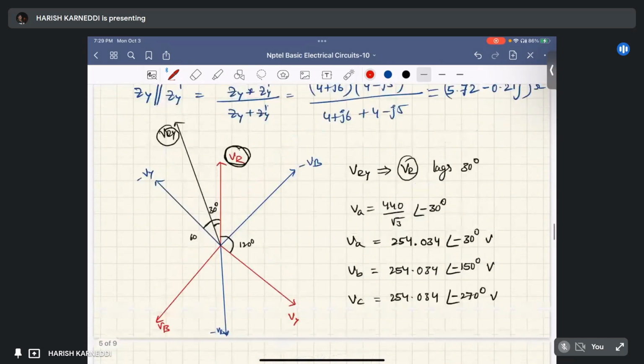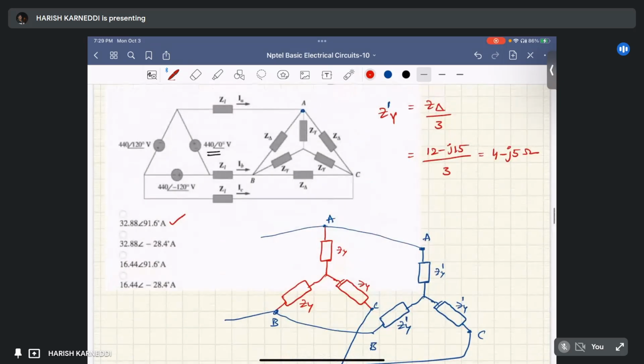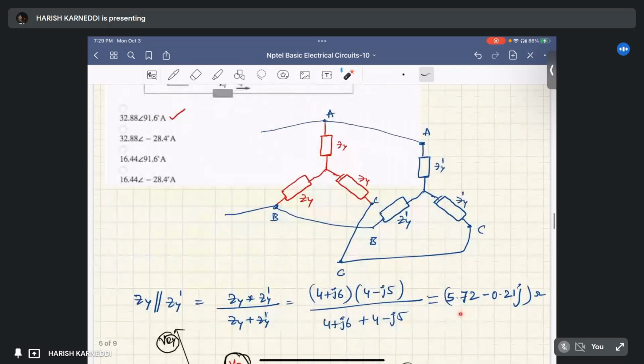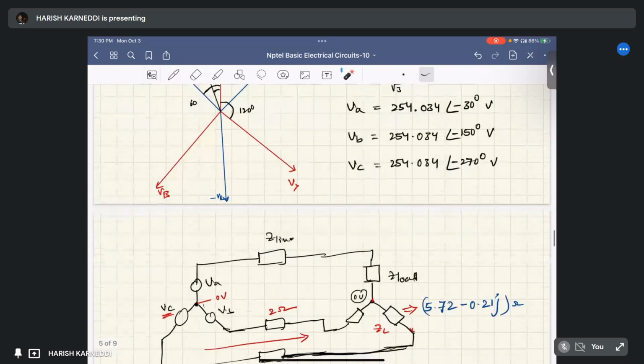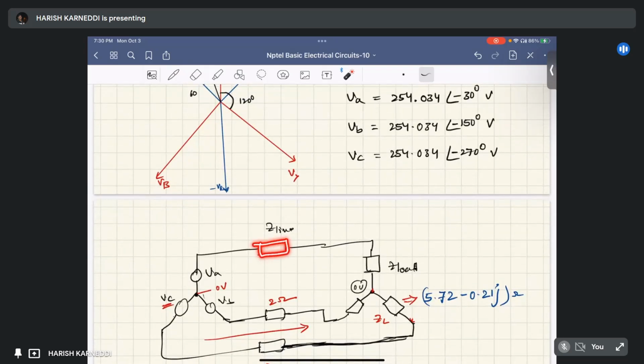I hope this question is clear. This question we just solved. First we converted the outer delta connected load to its star equivalent, so that its star equivalent comes parallel to the existing star. So these two stars are connected in parallel, and we calculated the equivalent load, that is 5.72 minus j0.2. Then the circuit becomes a line impedance Z line in series with the load, Z load.